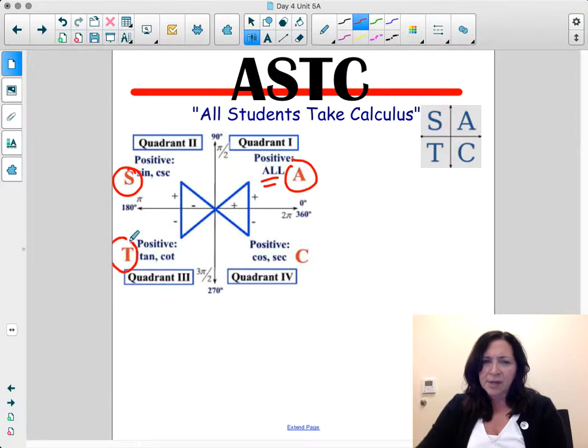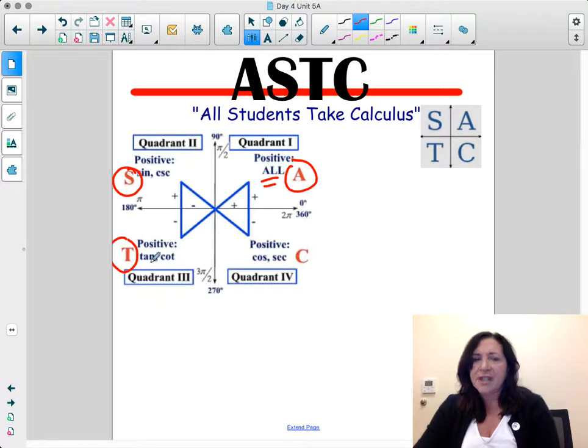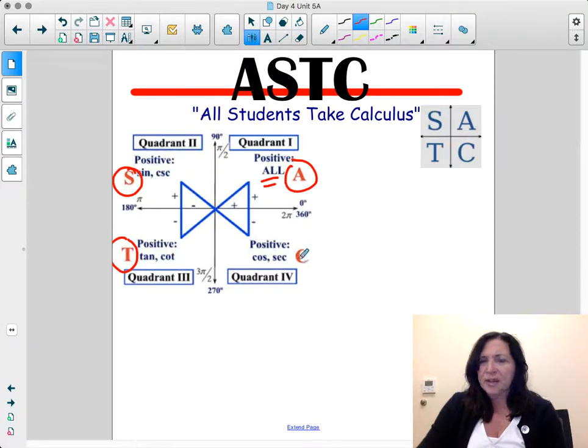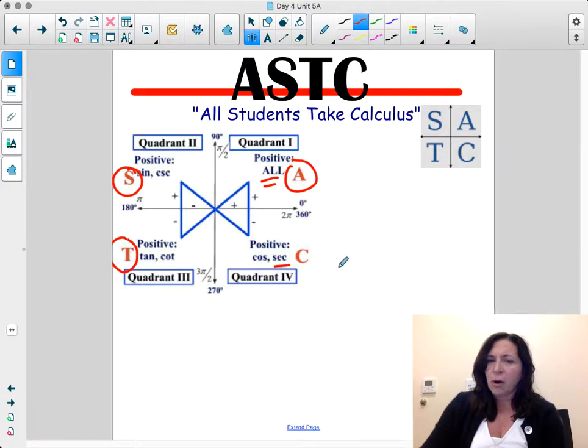In this quadrant, tangent is the only thing that's positive. Everything else is negative, or tangent and cotangent. And then this is sine and its reciprocal function, which is cosecant. In the fourth quadrant, cosine and its reciprocal function, secant, are positive. So that's what it's talking about, is positive.